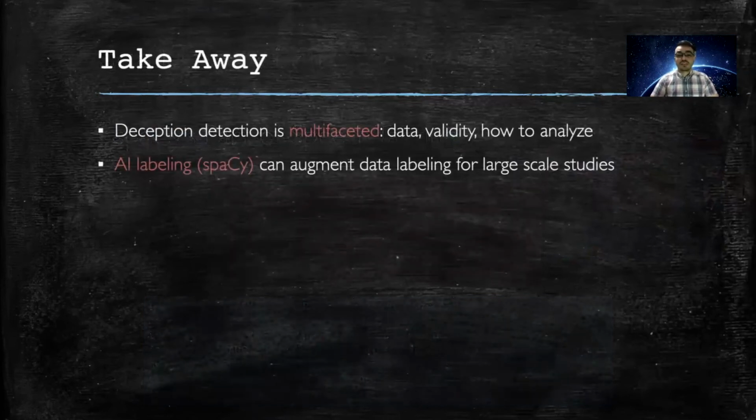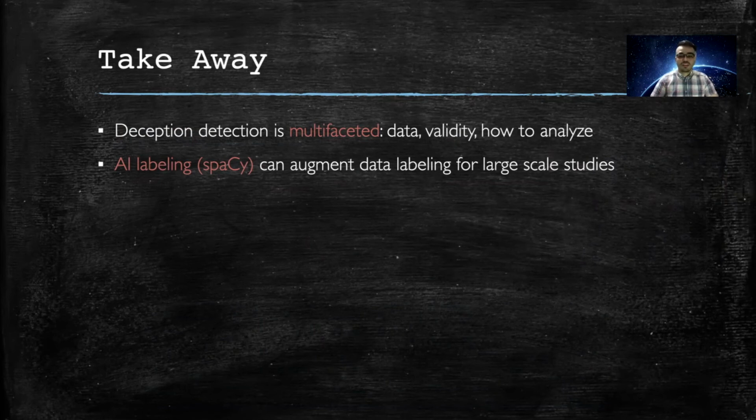And so the takeaway from today is that deception detection is multifaceted. I had to find first what kind of data I was going to be using. And then I had to decide, do I trust this or do I not trust this? And then I had to decide, how do I analyze this? And I just did a simple count.